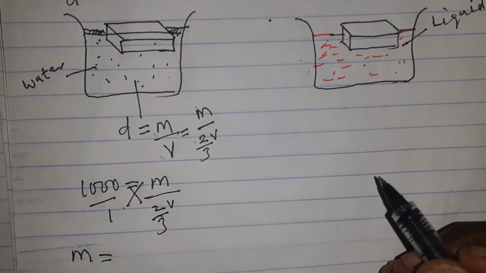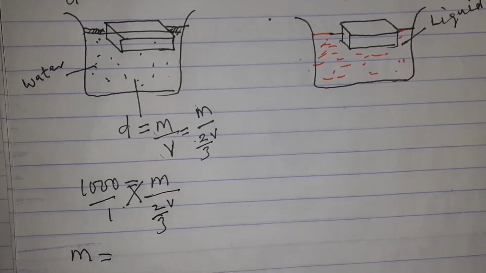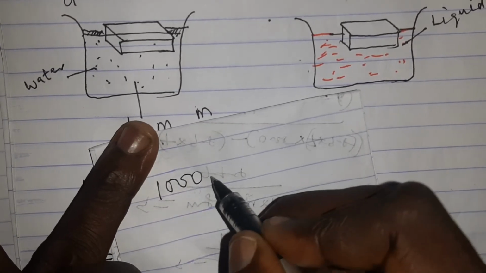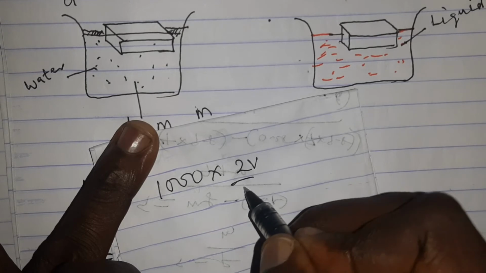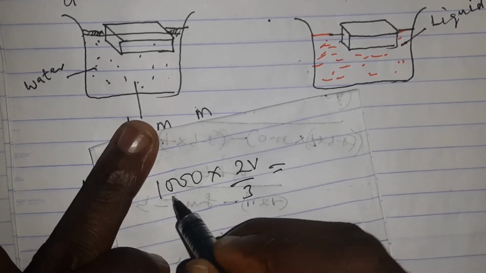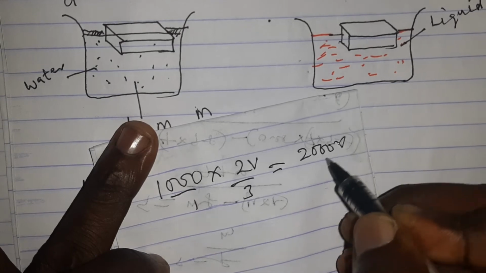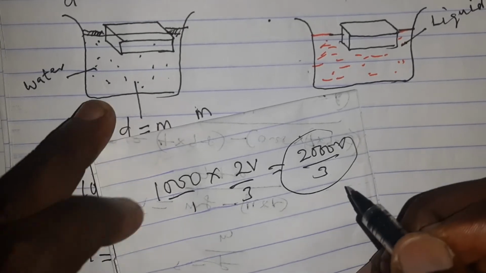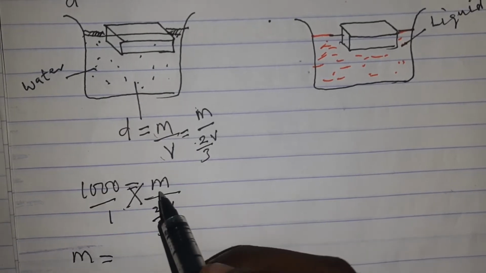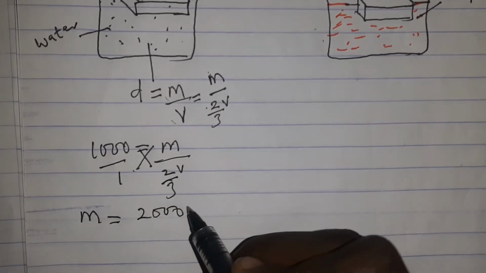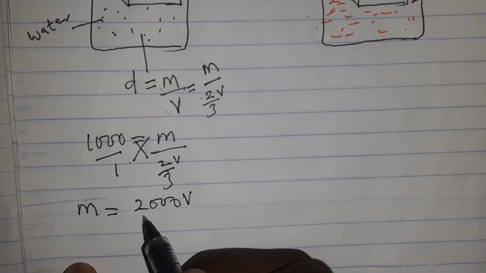So 1000 times 2V/3, I can put this 1 over 1, nothing can cancel out, so I have 2000V/3. So that's it, this gives me 2000V/3.